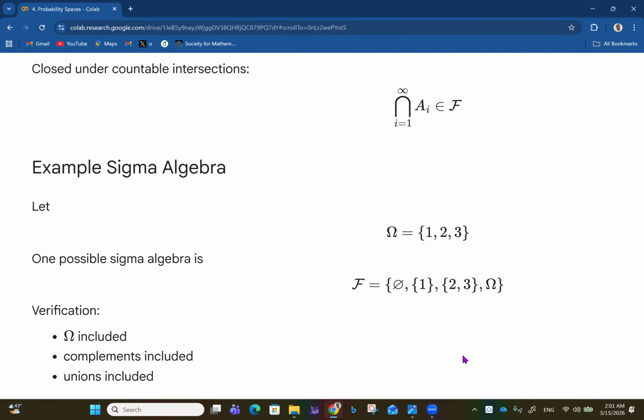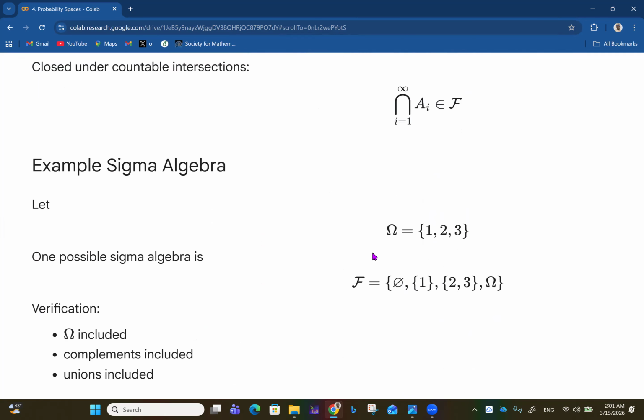So let's take an example to drive home the point. If you let omega to be 1, 2, 3, this is a sample space. One possible sigma algebra will be the empty set and the sample space itself. Then the other possibilities, you have 1, you have 2, 3, like that. So verification, you see that omega is included, then complements are included. If you take 1 now, the complement of 1 will be 2 and 3. You have that here automatically.